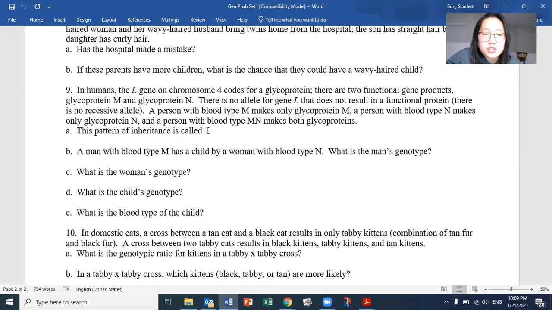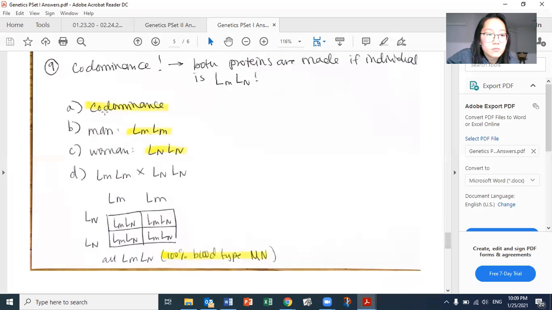What is the man's genotype? Well, we know that in this codominance situation, if he has blood type M, that means he has to have LM, LM. He has to have both M's, because if he had one N, then he would be blood type MN, right? If he's blood type just M, then he has to have both M alleles. And there's no recessives. That was the key to figuring that out, okay? There's not going to be any lowercase l because the gene is just capital L.